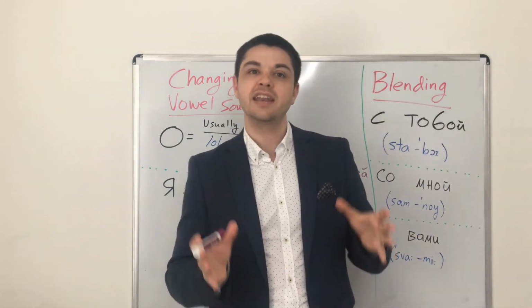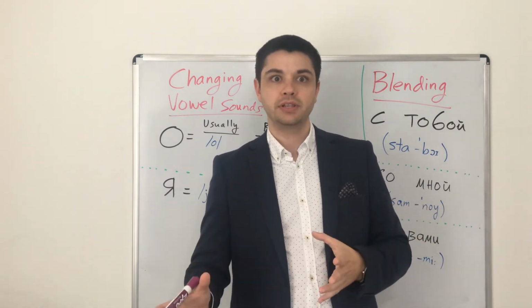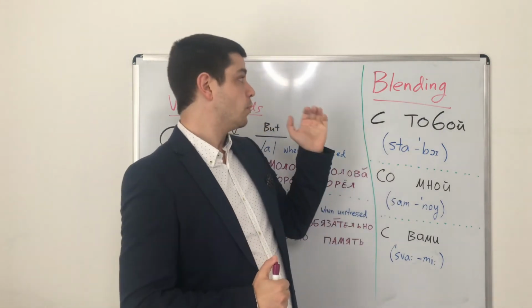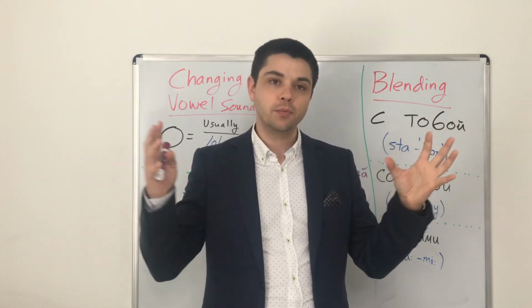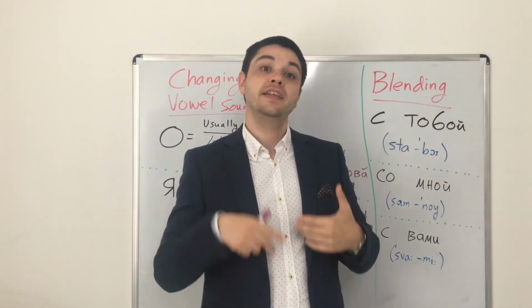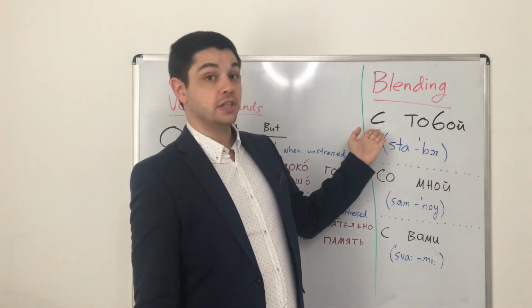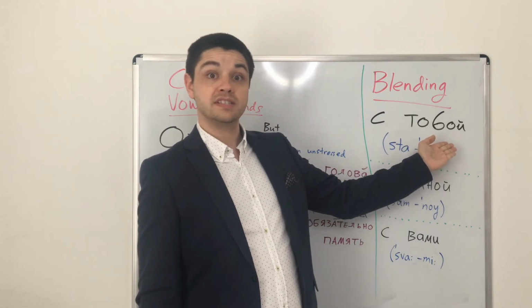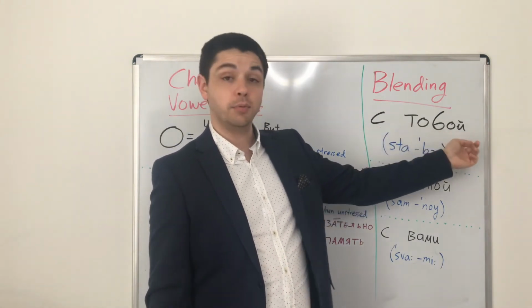But now let's look at another way that the written language is different from the spoken language, and that's with blending. So blending is when we have two or maybe more words and we put them together in a special way that changes their sound. So for example, usually if we looked at this combination right here, then we would want to say something like с, and then the second word, тобой, right?